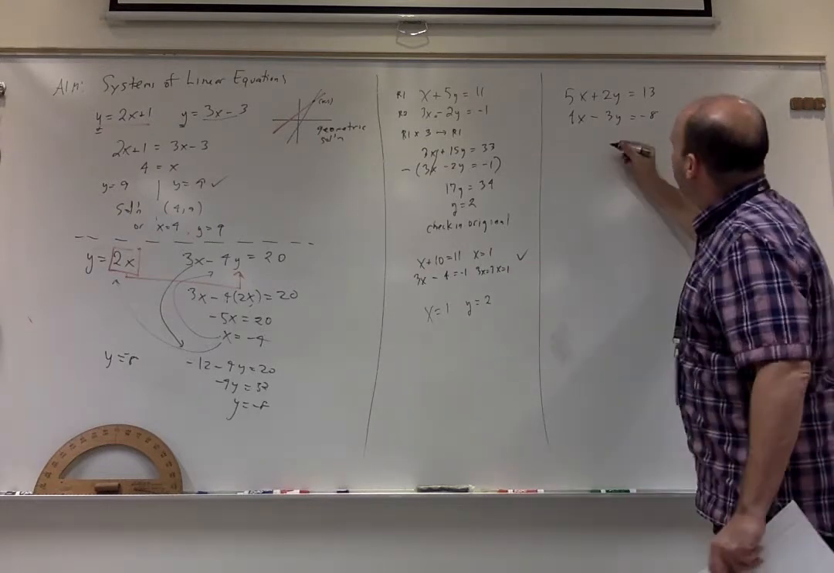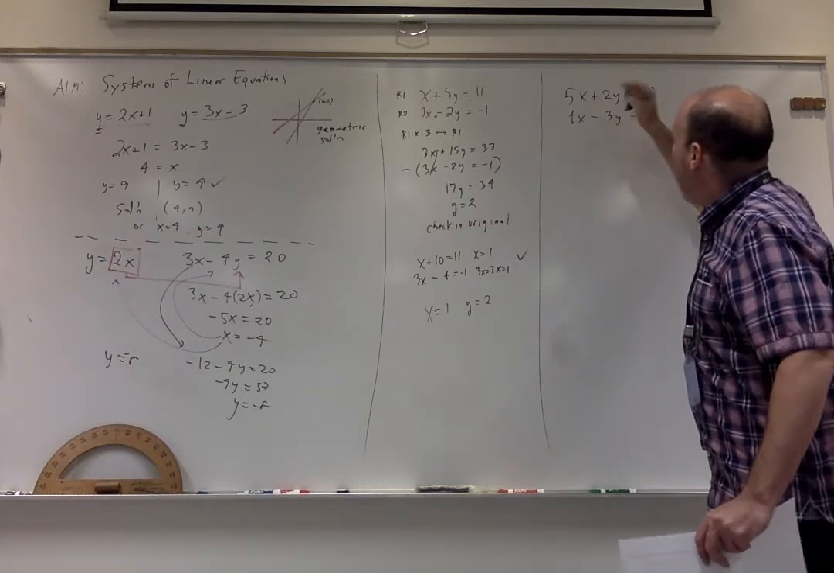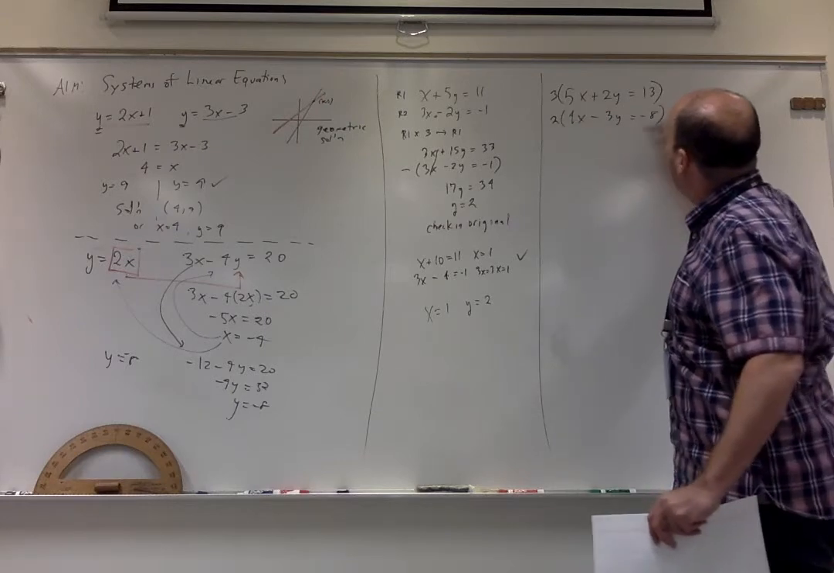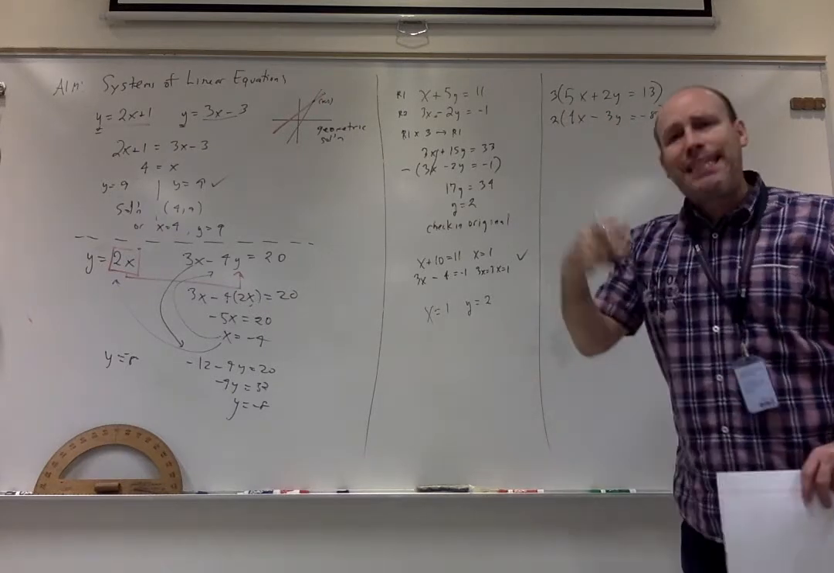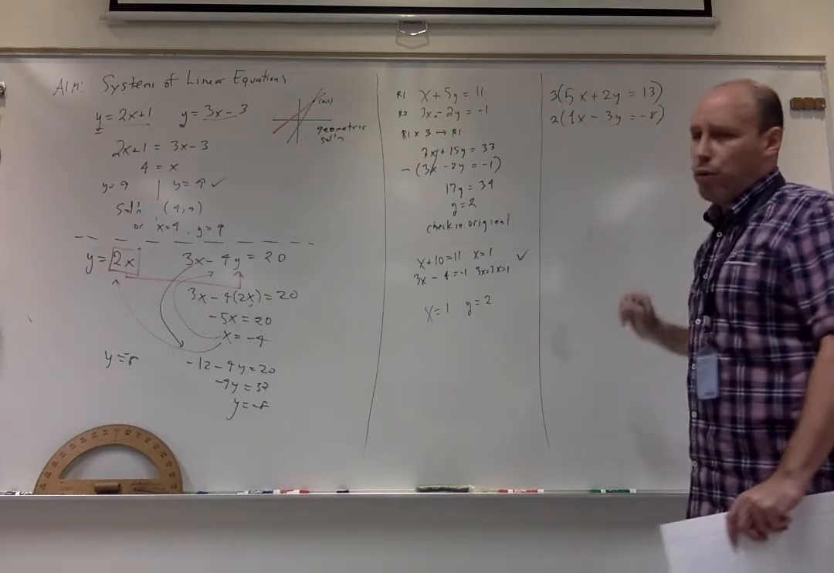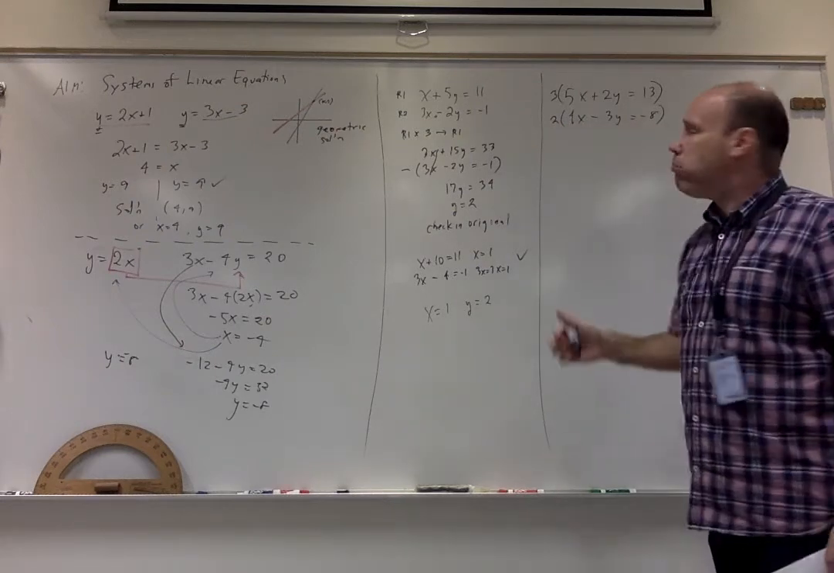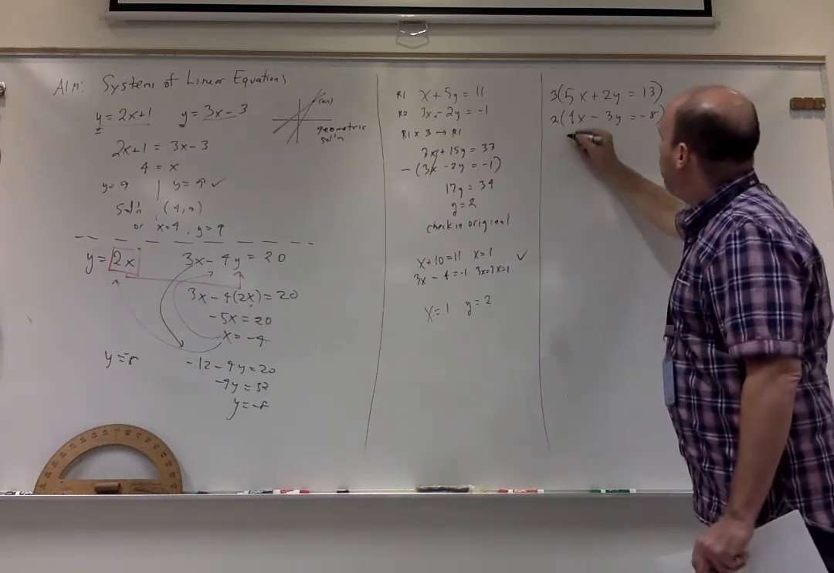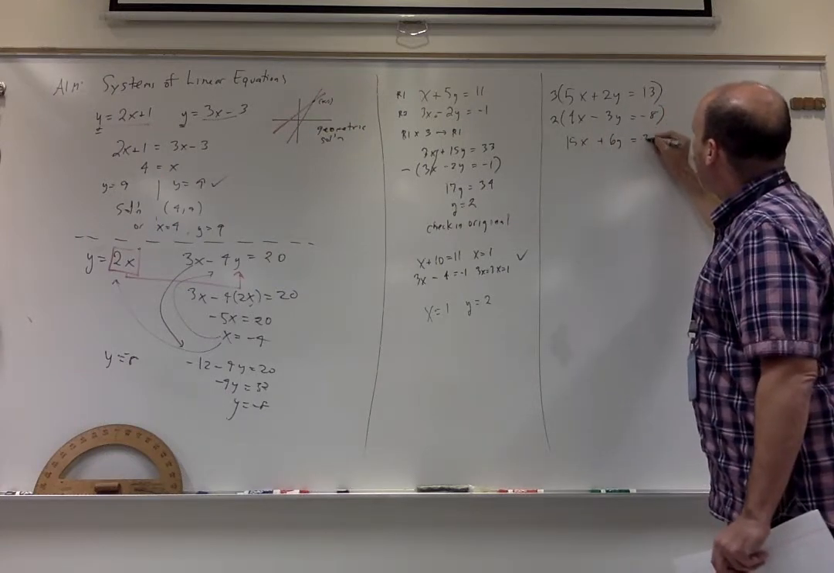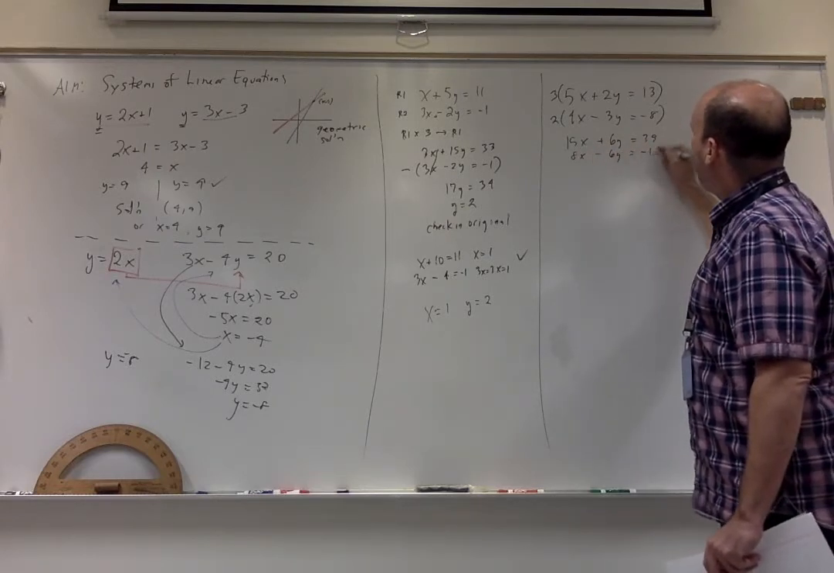Well, I kind of tell the students, find the coefficient with the opposite signs, and then multiply the other row by that. And if you notice, I'm allowed to manipulate my row and maintain the relationship. So if I multiply everything by 3, it's still equal to each other. And if I multiply the second row by 2, it's still equal. Well, I rewrite it over. 15x plus 6y equals 39, and then 8x minus 6y equals negative 16.